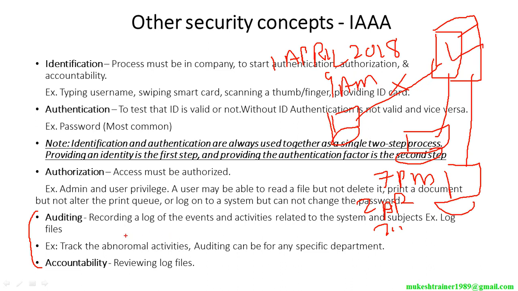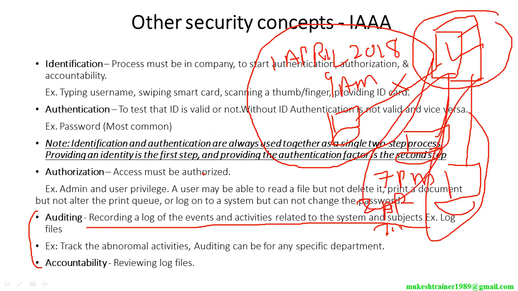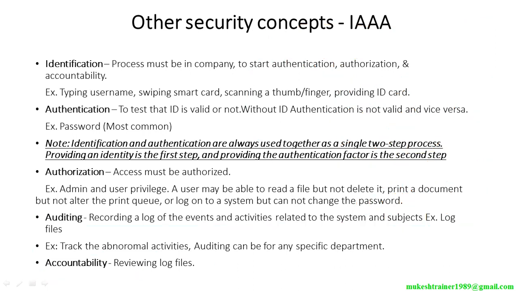So who did what? We have records of it, recording a log of the events and activity related to the system and subject. Whatever user 1 did, we have an entire log of it, and so for user 2, user 3, and the server. That process is called auditing. Auditing is reviewing the log files. So guys, this is all about identification, authentication, authorization and accounting. Thank you very much.